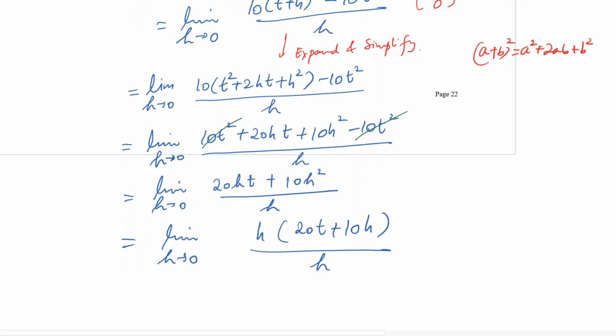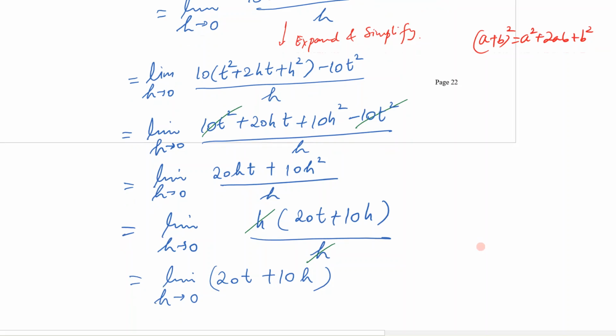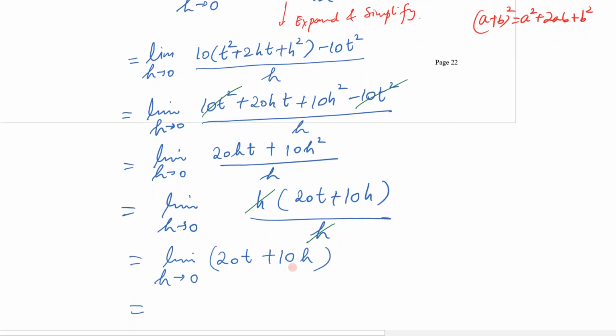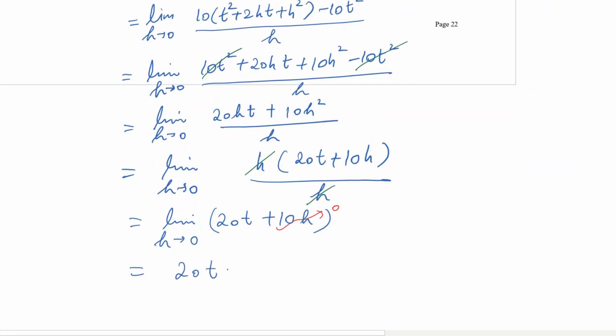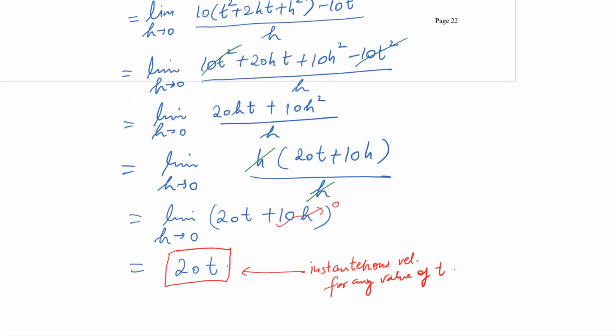So now we can see that h and h cancel, and we have limit h approaches 0, 20t plus 10h. So now is a good time to put the limit. When you put h equal to 0, this term becomes 0. So we are left with 20t. So this is our instantaneous velocity for any value of t for the given function.